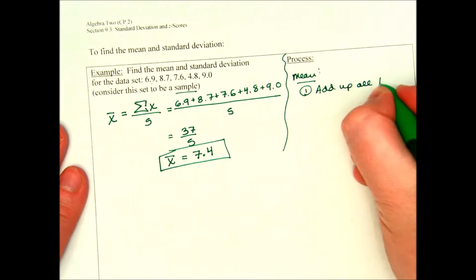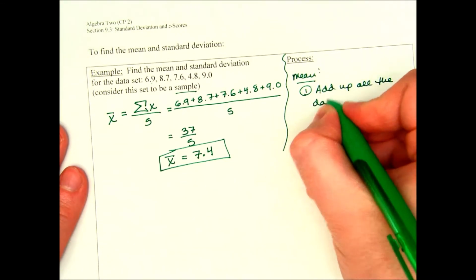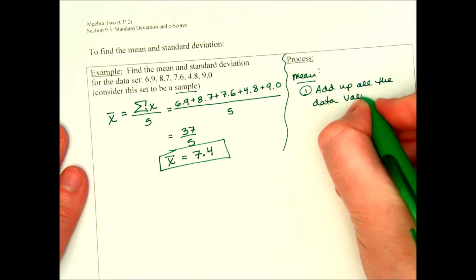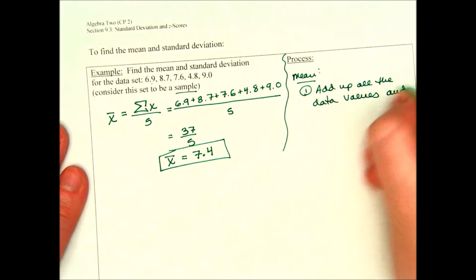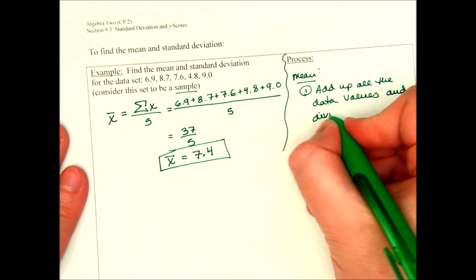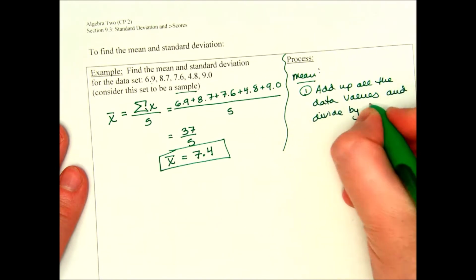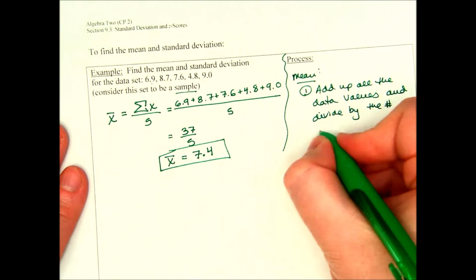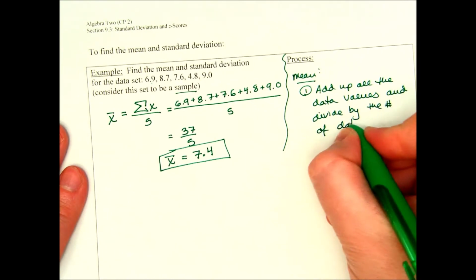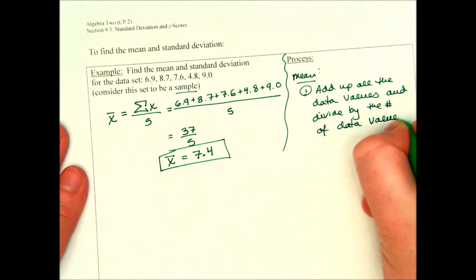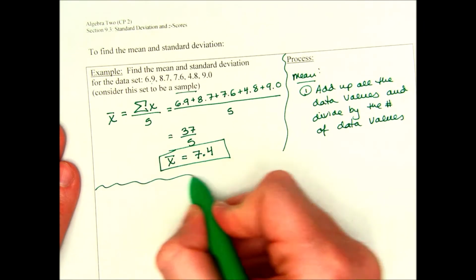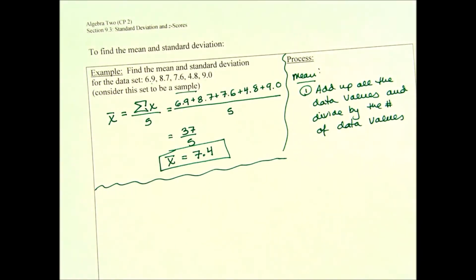Add up all the data values and divide by the number of data values. Line over here. We've got our mean.